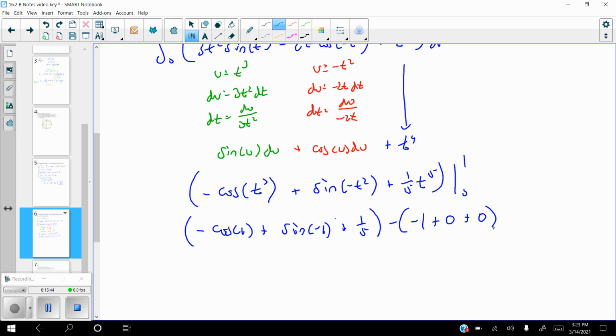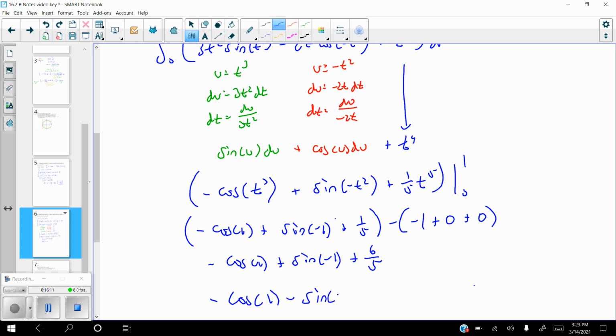So let's see, what are we going to get here? We're going to get the negative cosine of 1 plus the sine of negative 1. And then we get a fifth minus minus 1, so that's plus 1, so that's going to be 6/5. Okay, now that technically is the answer. You might also see it, if it was in a book or something, written this way.